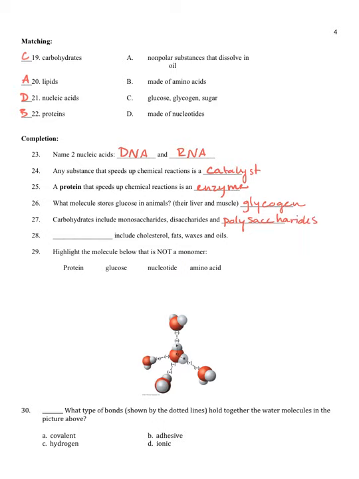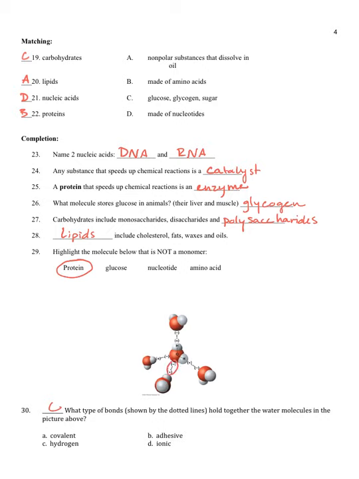Lipids include cholesterol, fats, waxes, and oils. And the molecule that is not a monomer is protein. So remember, monomers are single molecules, polymers are many molecules together.